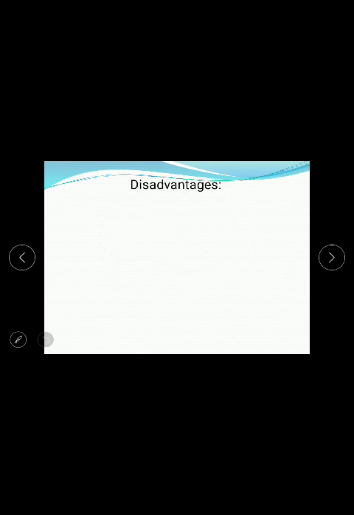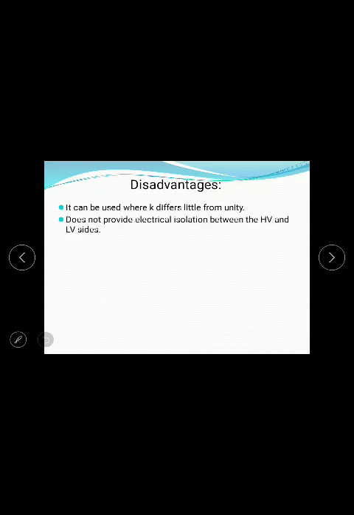So now the disadvantages of an auto transformer. It can be used where K differs a little from unity. It does not provide electrical isolation between the high voltage and low voltage side. So this is a dangerous case.